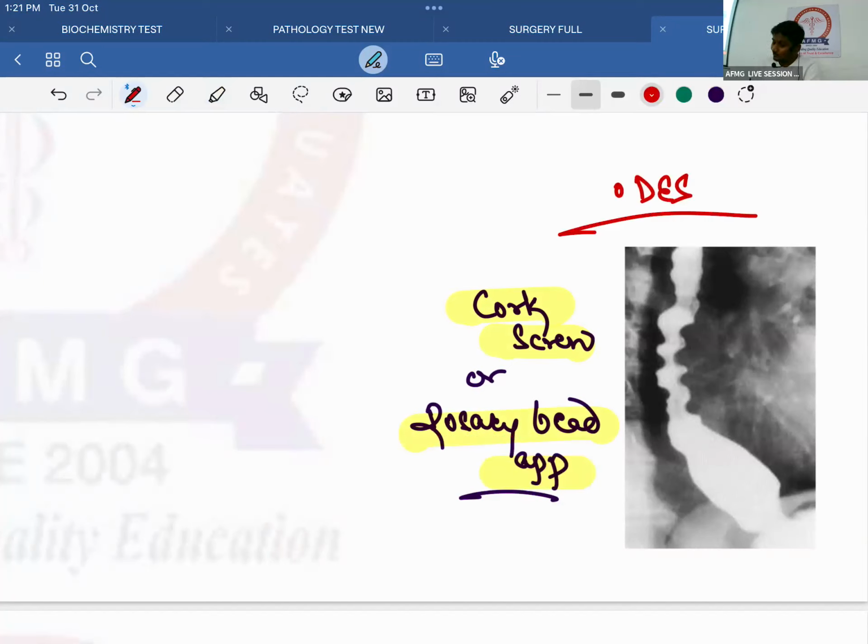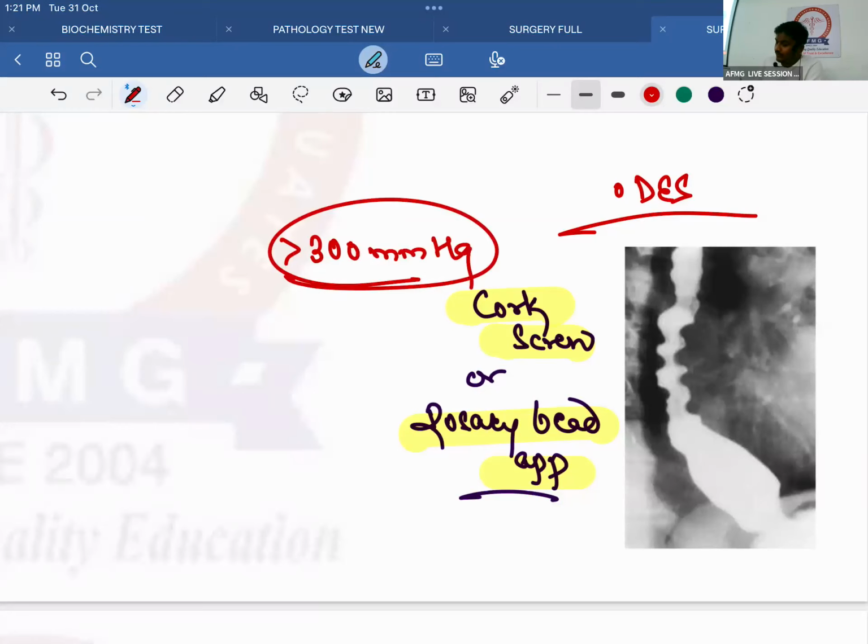Pressure will be more than 300 millimeters of mercury, but याद रखना, even a pressure of more than 120 millimeters of mercury can be considered as diffuse esophageal spasm. Only thing is, beta, याद रखना, that if the pressure is between 180 to 200, that will be considered as a nutcracker esophagus. Okay, so nutcracker esophagus can be considered as a type of diffuse or a distal esophageal spasm as well. कोई दिक्कत नहीं है इसमें.